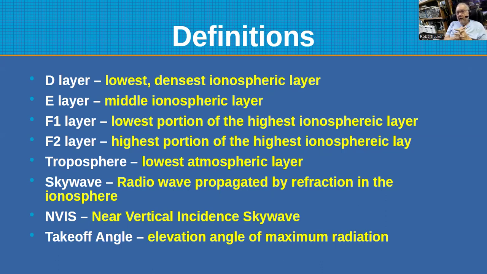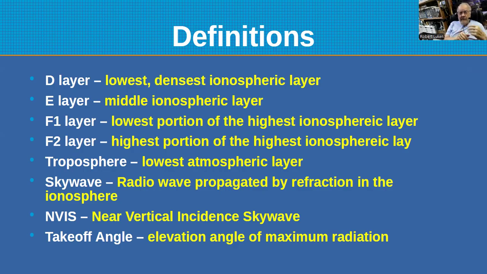So E is what we call the middle layer in between the D and the F. And mostly there you have things like sporadic E, which is a scattering type of mechanism. I think there's also a tunneling type one.